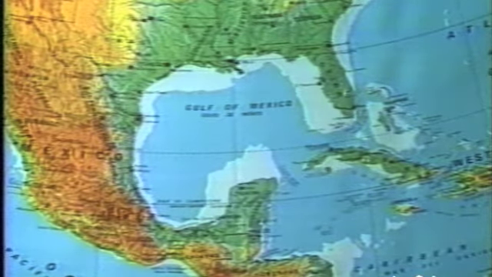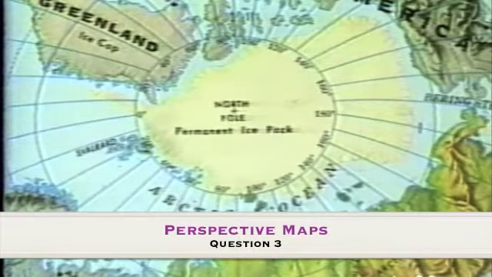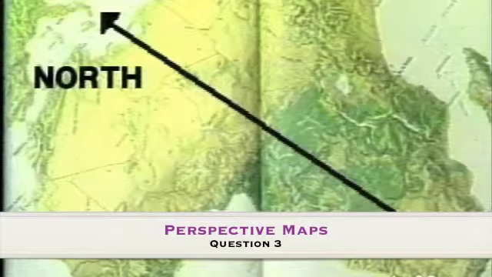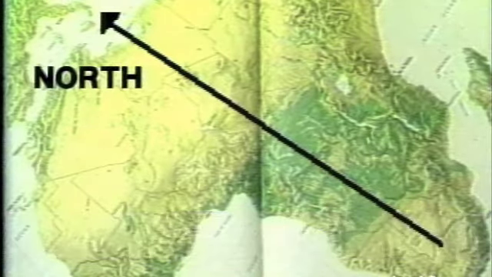But be careful. There are some maps published today that are perspective maps, or maps seen from a special viewpoint, and they may not have a direction finder on them. The top of such a map doesn't have to be north. On these maps, look for the latitude and longitude lines. They will help you locate north, and then you can determine the other directions.